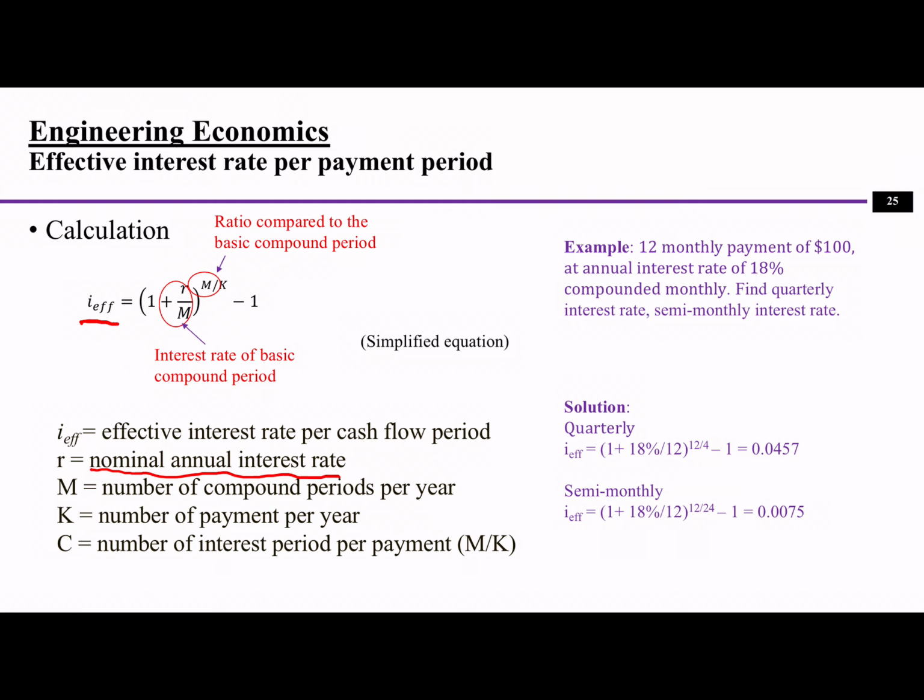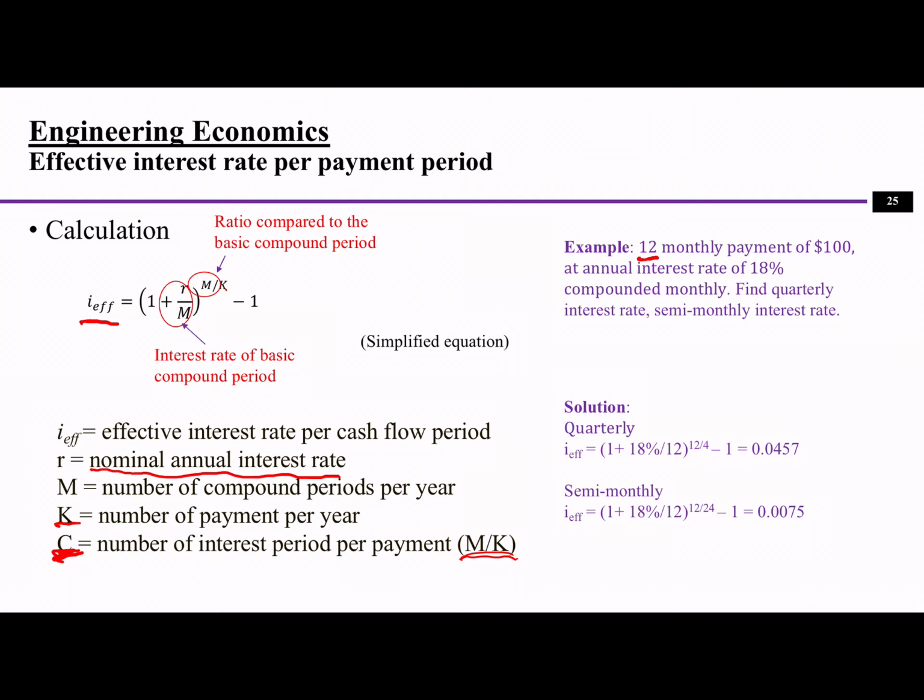It means r is the nominal annual interest rate, right? We talked about what the nominal annual interest rate is. And m is the number of compounded periods per year. K is the number of payments per year, and C is the number of interest periods per payment. So you can use m divided by k to be C.